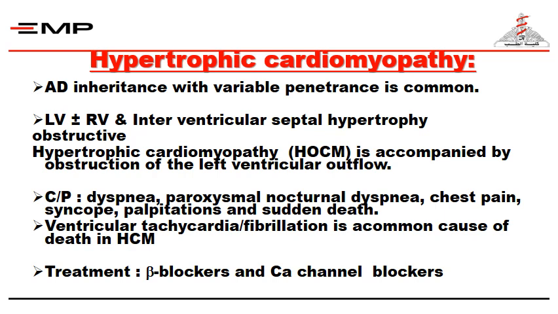You might think that you don't see these patients and this is something written in books. No, you have seen patients of this condition dying, or heard of patients dying during their athletic performance or while running. They might be having hypertrophic cardiomyopathy. Ventricular tachycardia and or fibrillation is a common cause of death in these patients. The treatment is by using beta blockers and calcium channel blockers.